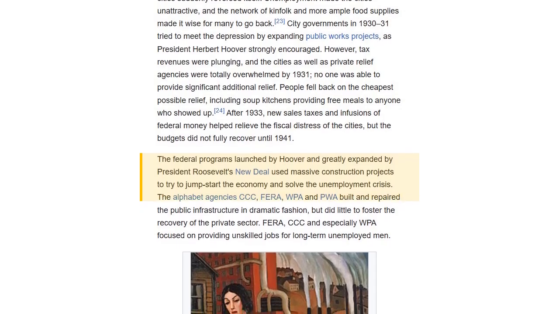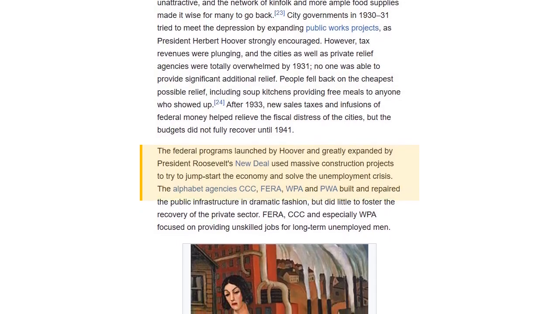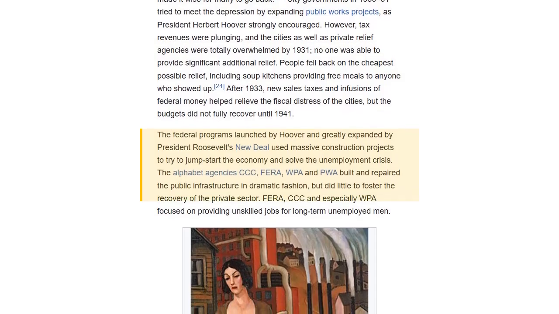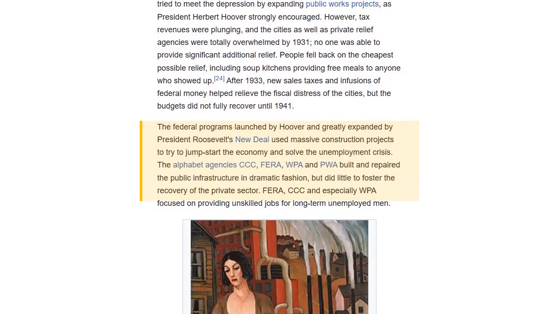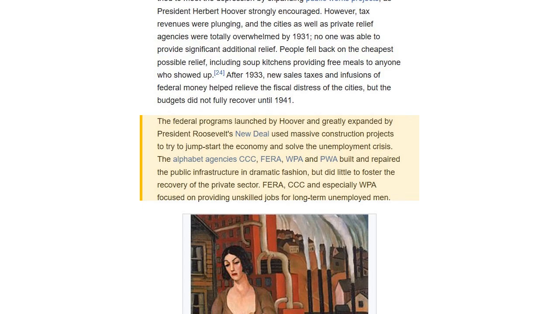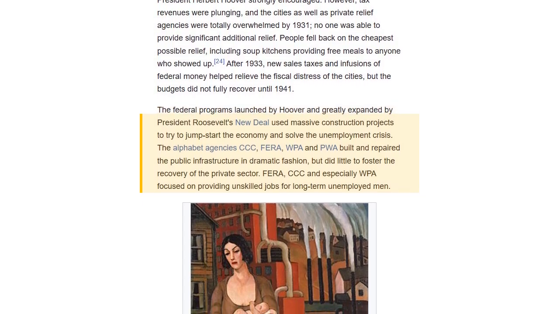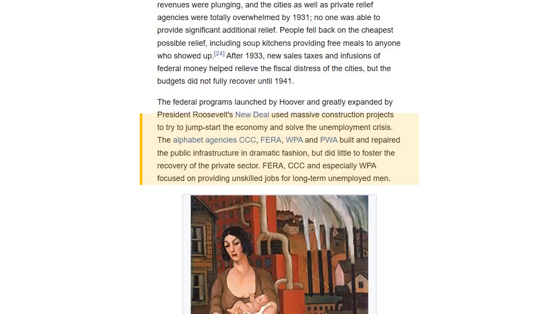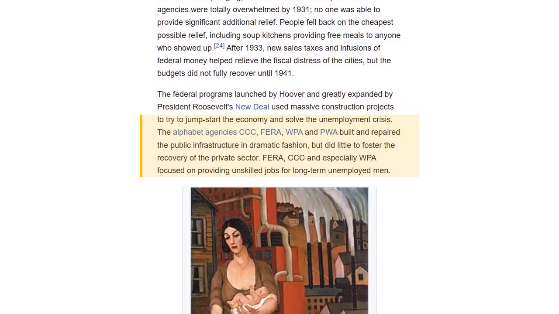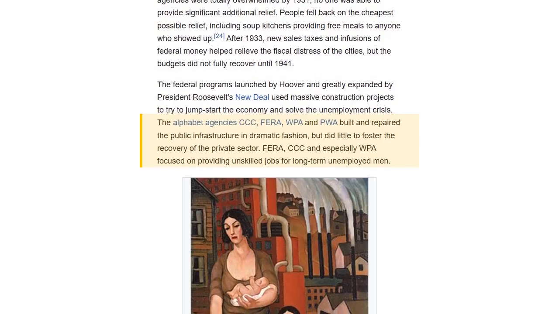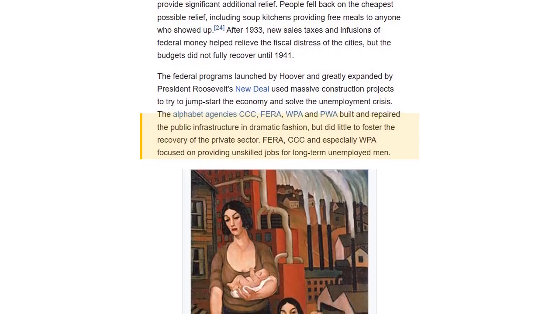The federal programs launched by Hoover and greatly expanded by President Roosevelt's New Deal used massive construction projects to try to jumpstart the economy and solve the unemployment crisis. The alphabet agencies CCC, FERA, WPA, and PWA built and repaired the public infrastructure in dramatic fashion, but did little to foster the recovery of the private sector. FERA, CCC, and especially WPA focused on providing unskilled jobs for long-term unemployed men.